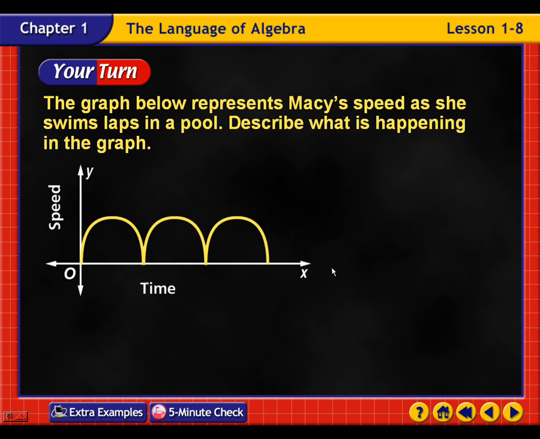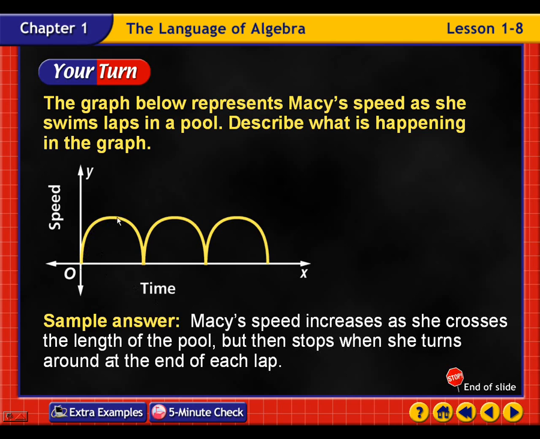So what's happening? Well, she starts with 0 speed, and then she picks up speed. As she starts approaching the wall, she slows down, and when she touches the wall for a moment, she isn't moving. And then she picks speed back up, and it constantly keeps going as she swims laps.